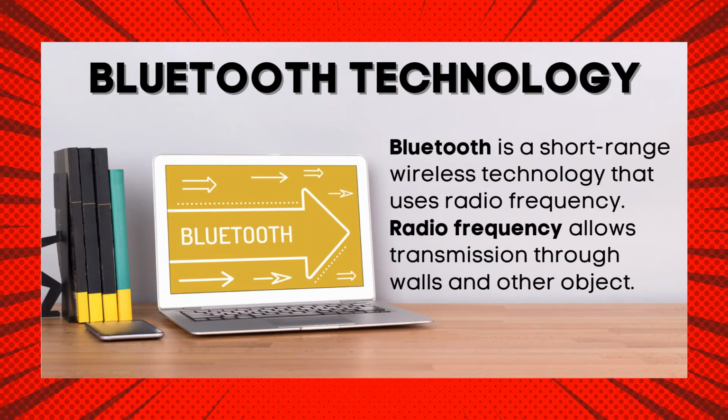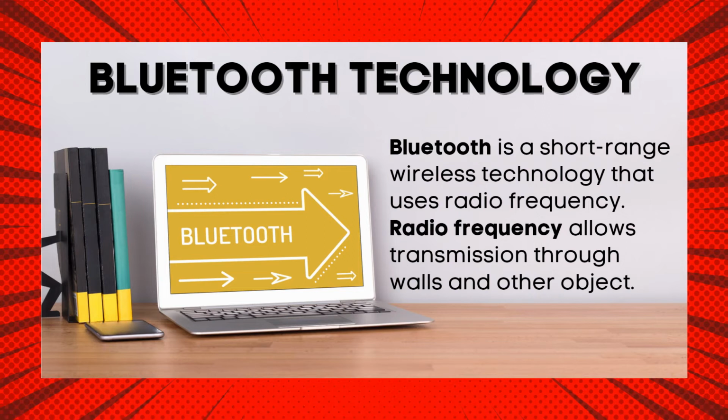So next, we have the Bluetooth technology. The Bluetooth technology is a short-range wireless technology that uses radio frequency. So radio frequency allows transmission through walls and other objects, which is one of the main advantages over infrared. So a while ago we talked about the infrared. The Bluetooth protocol operates at 2.4 gigahertz, in the same frequency band as Wi-Fi operates.